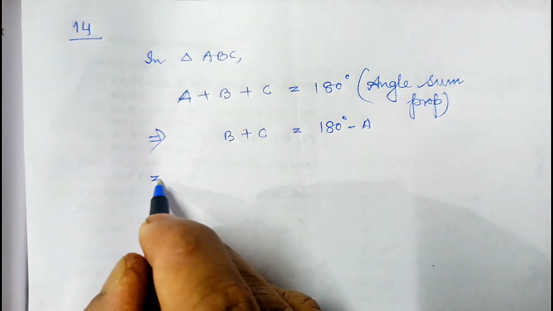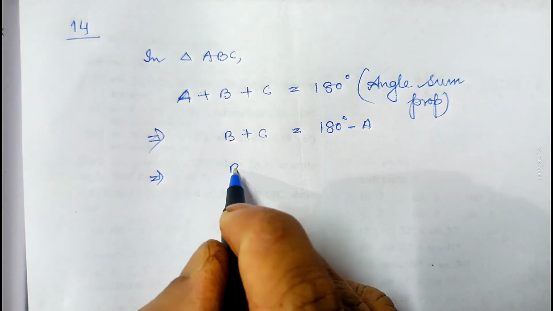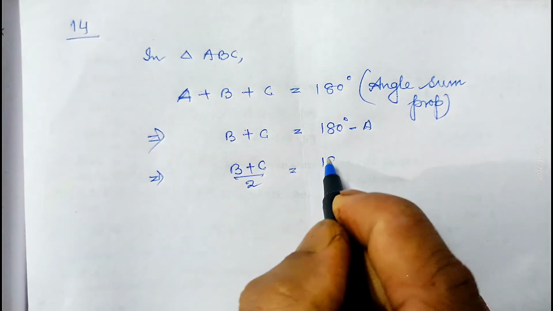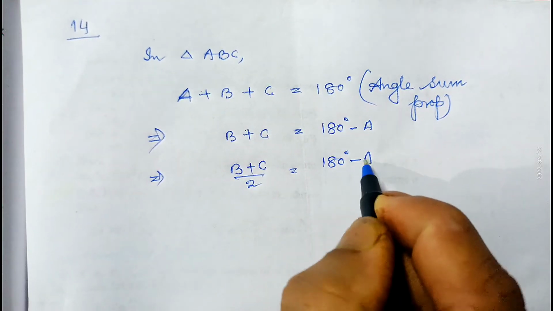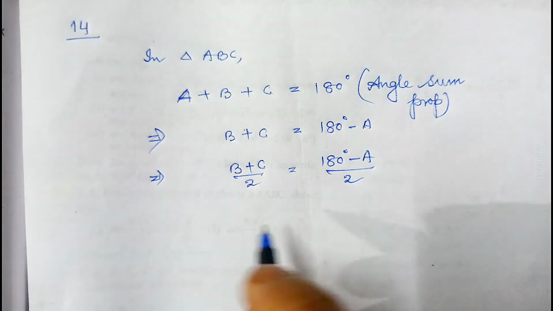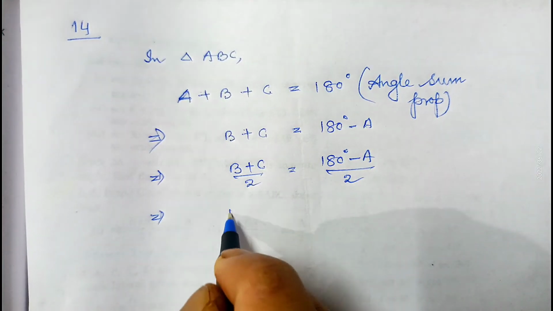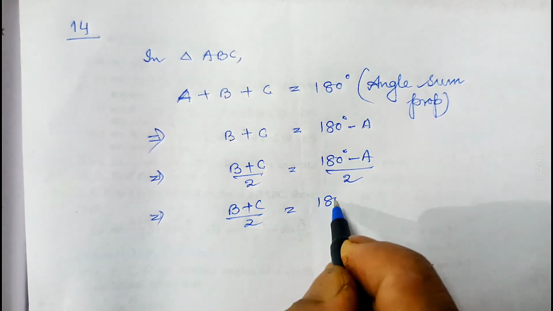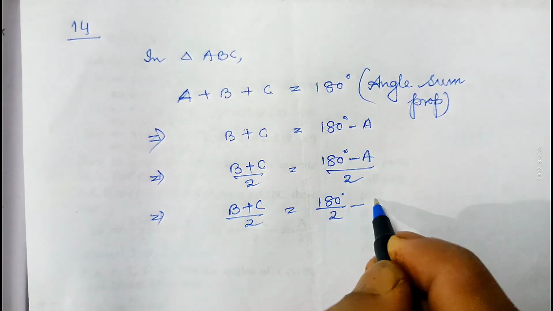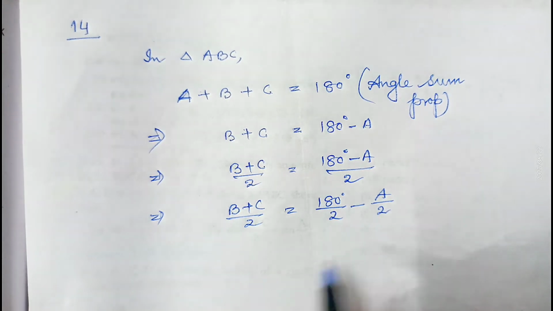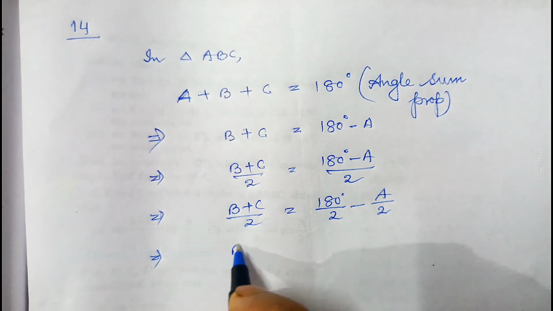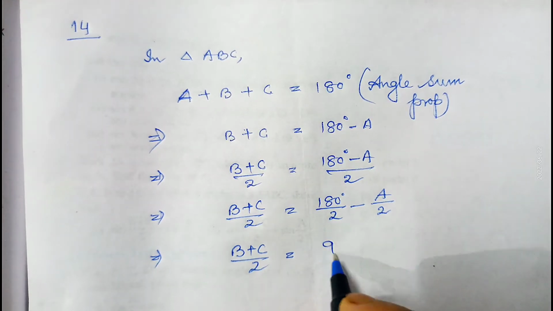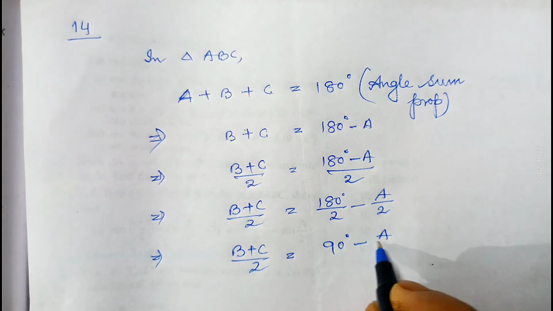Again in the question it is given B plus C by 2. So we can divide both sides by 2. It will be B plus C by 2 equals 180 degree minus A divided by 2. So it will be B plus C by 2 equals 180 degree by 2 minus A by 2. This can be written as B plus C by 2 equals 180 by 2 is 90 degree minus A by 2.